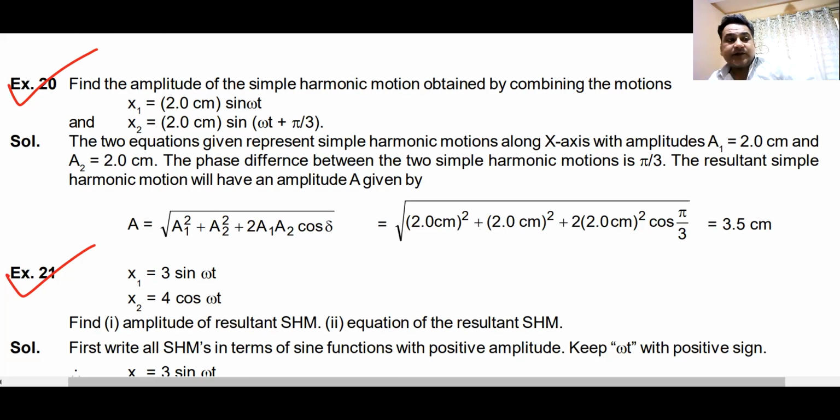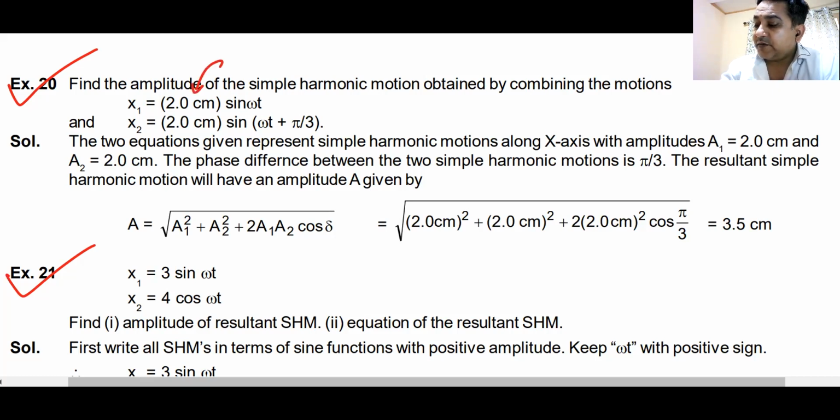Find the amplitude of simple harmonic motion obtained by combining the motions X1 is equal to 2 sine omega t, X2 is equal to 2 sine omega t plus pi by 3. It cannot get simpler than this one. We'll do this question because I think you can definitely have a question based on this. You saw a question in IIT coming on that pattern.